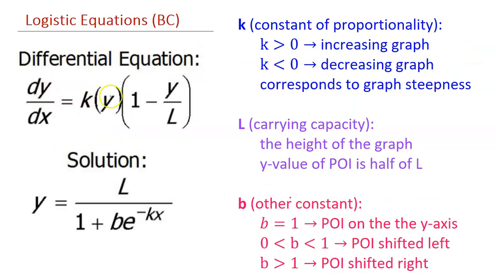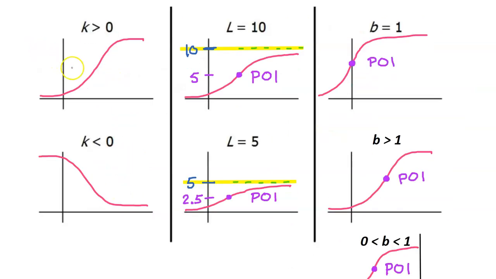We learned that this is the differential equation that models logistic growth, and this is its solution. I want you to memorize both of these equations. We learned that the value of k controls whether the graph is increasing or decreasing. If k is greater than 0, the graph is increasing. If it's less than 0, the graph is decreasing. As I mentioned, the carrying capacity L represents the upper limit of the graph.